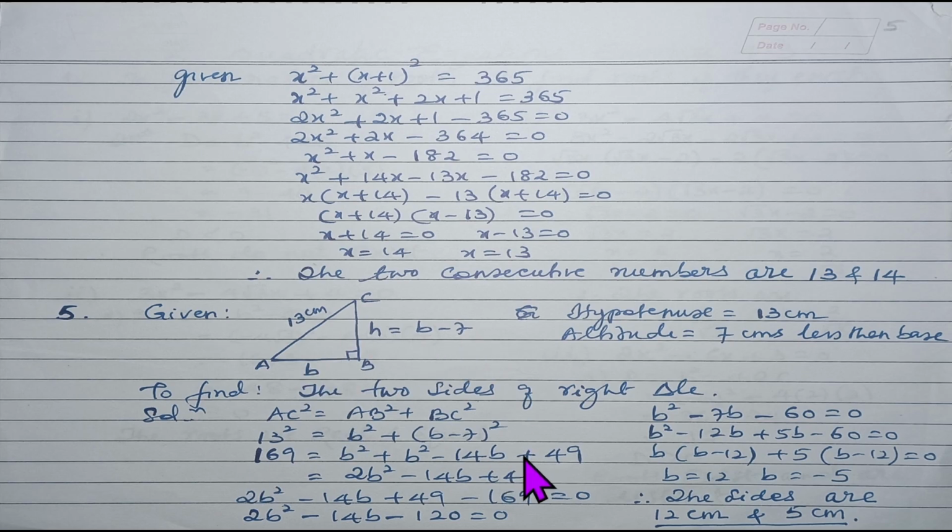So after simplifying this, we get 2b square minus 14b plus 49 is 169, or again bringing all the terms to one side and writing in standard form, we get 2b square minus 14b minus 120 equal to 0. By the middle term splitting method, we get the two factors, that is b minus 12 and b plus 5. So b minus 12 equal to 0 and b plus 5 equal to 0, b is equal to 12 and b is equal to minus 5. If b is 12, then b minus 7 is definitely 5. So the two sides of the triangle are 12 centimeters and 5 centimeters.